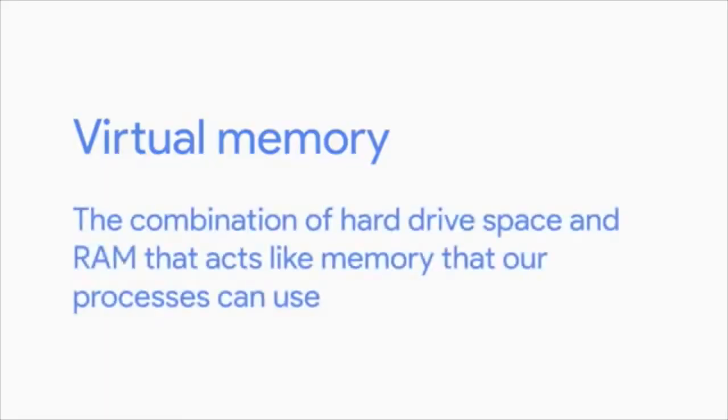Remember that when a process runs, it needs CPU time, but it also needs memory. When processes are run, they have to take up space in memory so that the computer can read and load them quickly. However, compared to our hard disk drives, memory comes in smaller quantities. So to give us more memory than we physically have, we use something called virtual memory. Virtual memory is the combination of hard drive space and RAM that acts like memory that our processes can use.